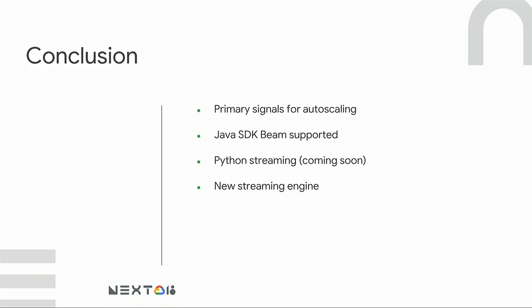So in conclusion, I talked about our primary signals for autoscaling, a bit about how our Java SDK is supported for autoscaling. Python streaming, which is currently in beta, will be supporting autoscaling very, very soon. And the new streaming engine, which is currently in beta, will take our existing autoscaling and make it work that much better.